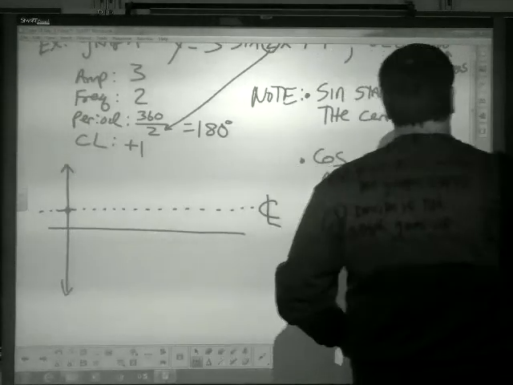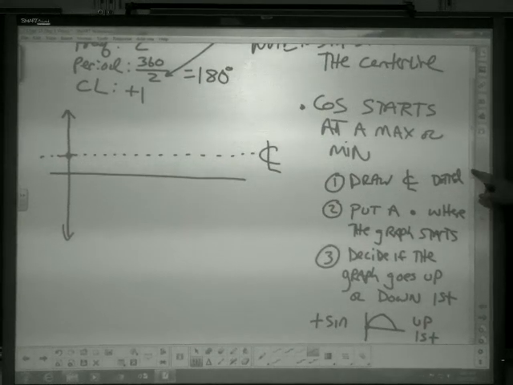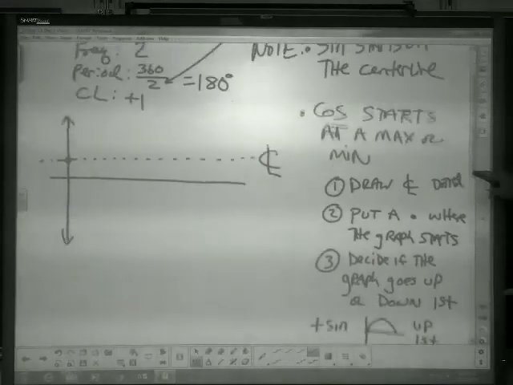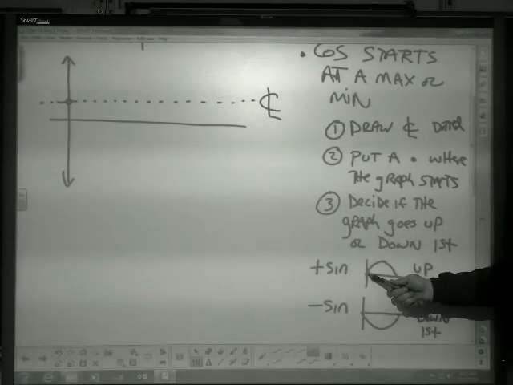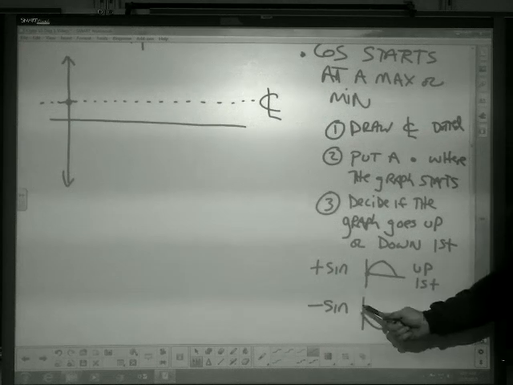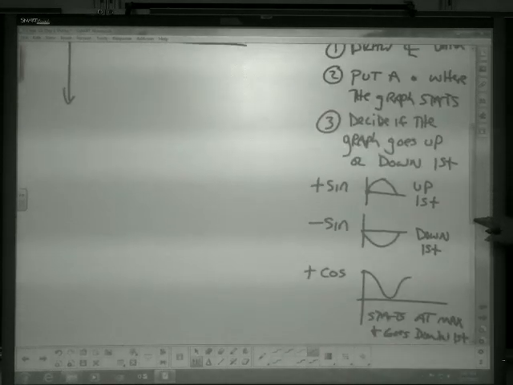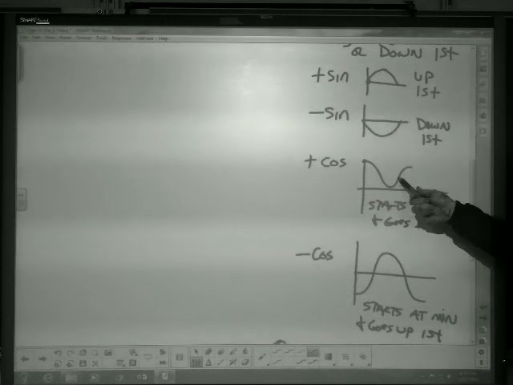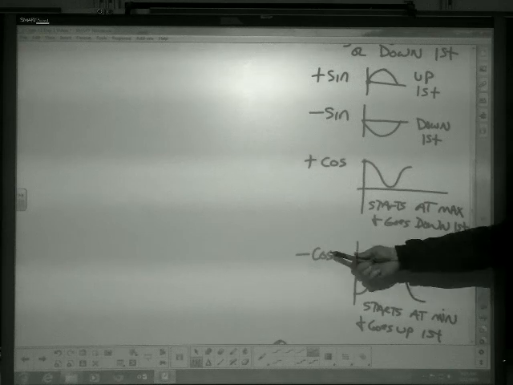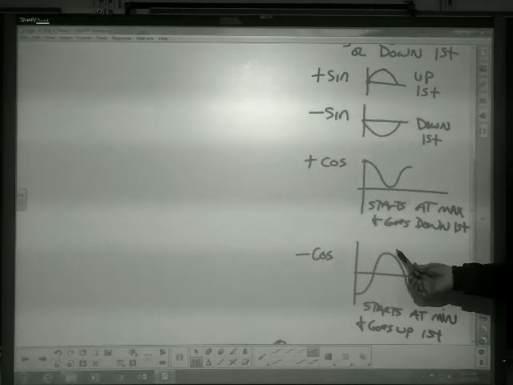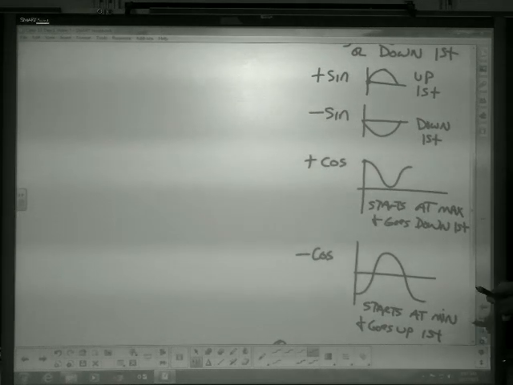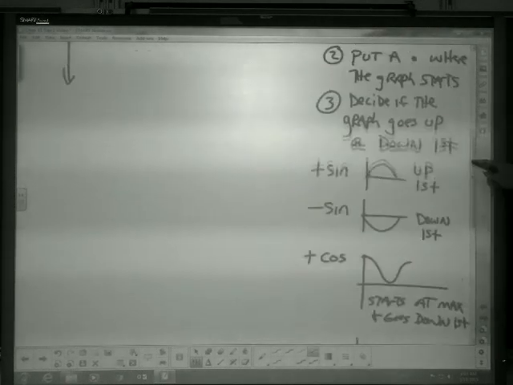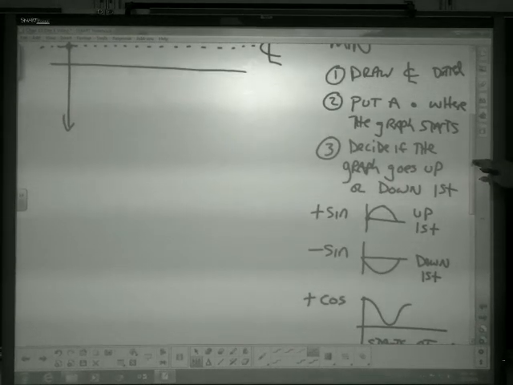Now, decide if the graph goes up or down first. How do we decide? I have to take a look at the sign in front of the 3. This is a positive 3. For sine graphs, positive sine graphs head upward first. Negative sine graphs head downward first. Cosine graphs: if it's a positive cos, it starts at a max and heads downward. If it's a negative cos, it starts at a minimum and heads upward. I know this sounds like a lot, but after we draw a few, you're going to get the hang of it. So we have a sine graph that's positive. We start at the center line and head upward first.